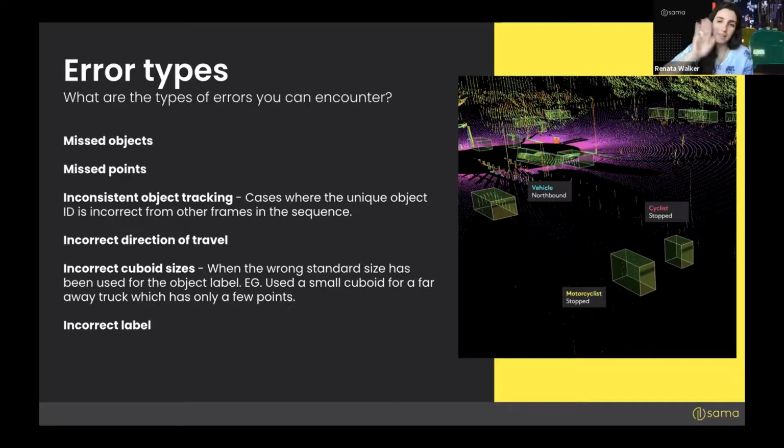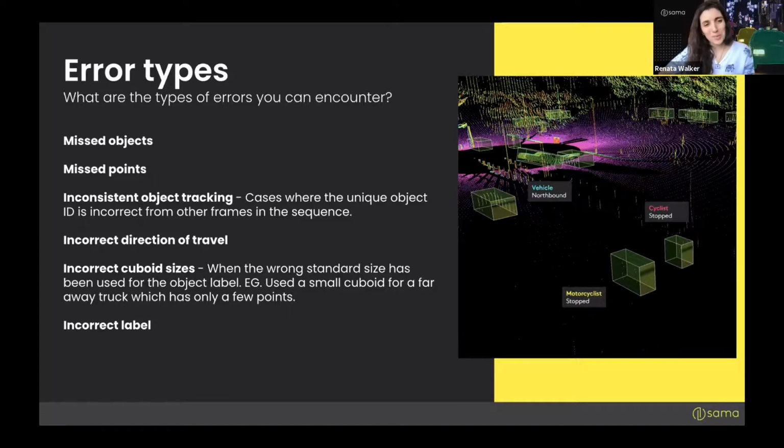So you're painting that object, and you might miss a couple of points that should have been part of that object, or you might have a cuboid that is not really getting all the points that should be getting from that specific object. So the car is a little bit cut and there's a couple of points that are missing.